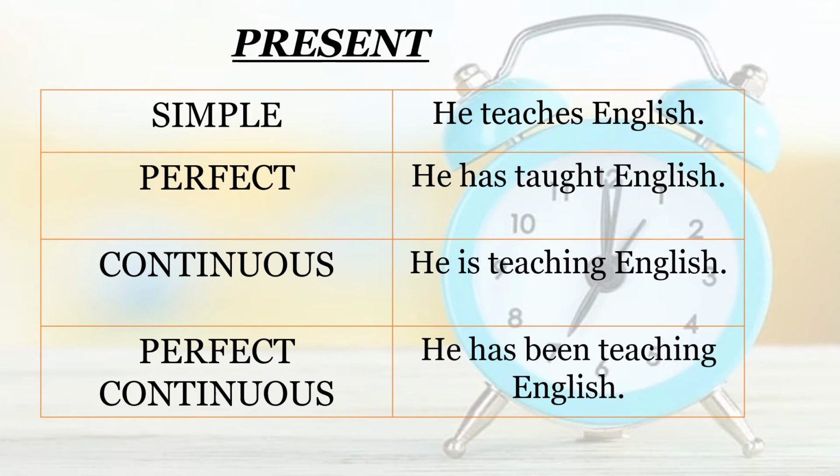Present perfect continuous, or you might know it as present perfect progressive: he has been teaching English. This is basically the combination of present perfect and present continuous. Has is taken from the present perfect sentence and teaching is taken from the present continuous, and both are joined with the word been. He has been teaching English.